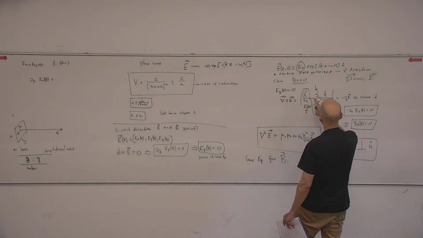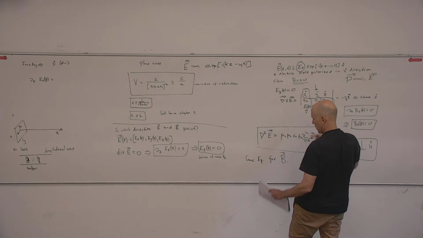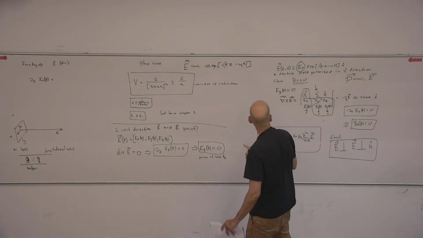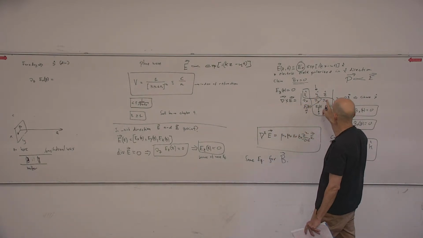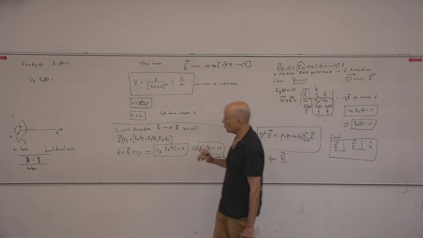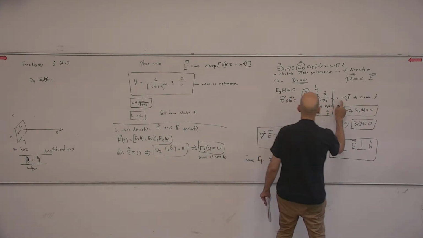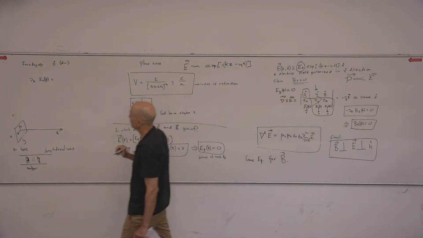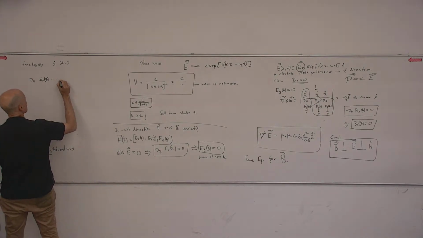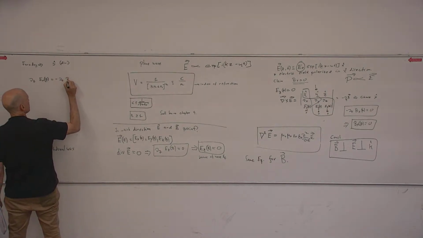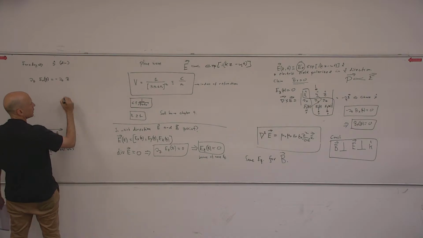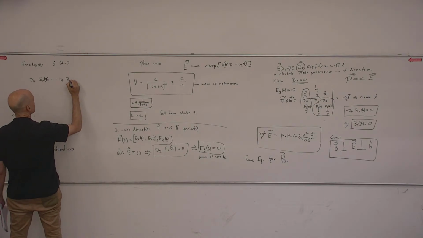Should be a minus sign. This was the minus. Is there a minus sign? No, there's no minus sign, because this is a minus, but then this one is another minus sign, so there's no minus. But here there is a minus. Minus d dt B in the Y direction.